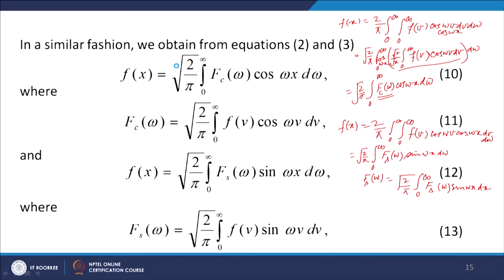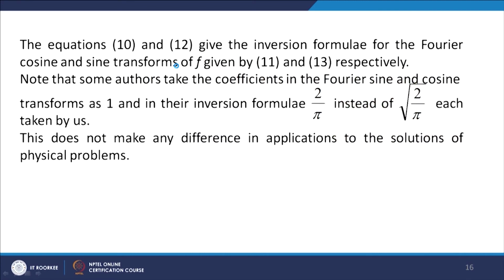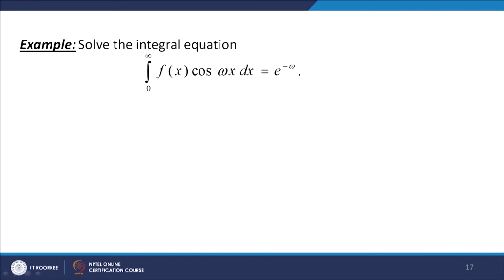So what we do is, let us take the coefficient root 2 over pi as 1. Let us take the definition of F_c(omega) as 0 to infinity f(x) cos omega x dx. Okay. So if you compare with this, it is e to the power minus omega.